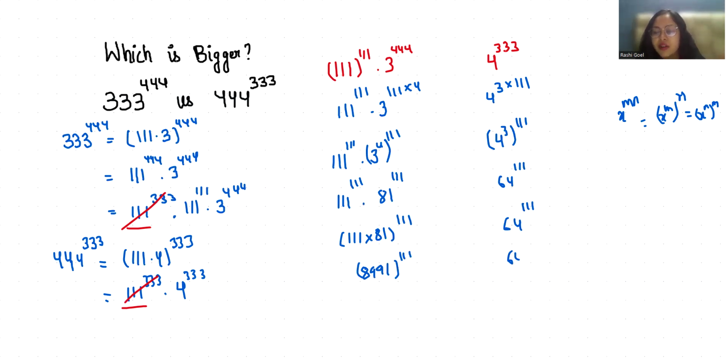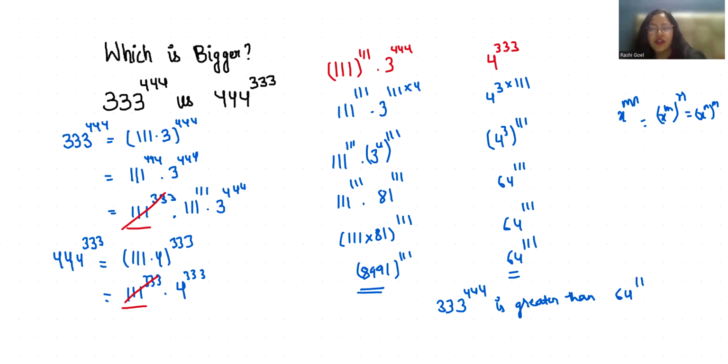Now if we compare our LHS and RHS, obviously 8991 is greater than 64, because the power is the same, so we can compare the bases here. So we can directly say that 333 power 444 is greater than 444 power 333. I hope it's clear, and you find it useful.